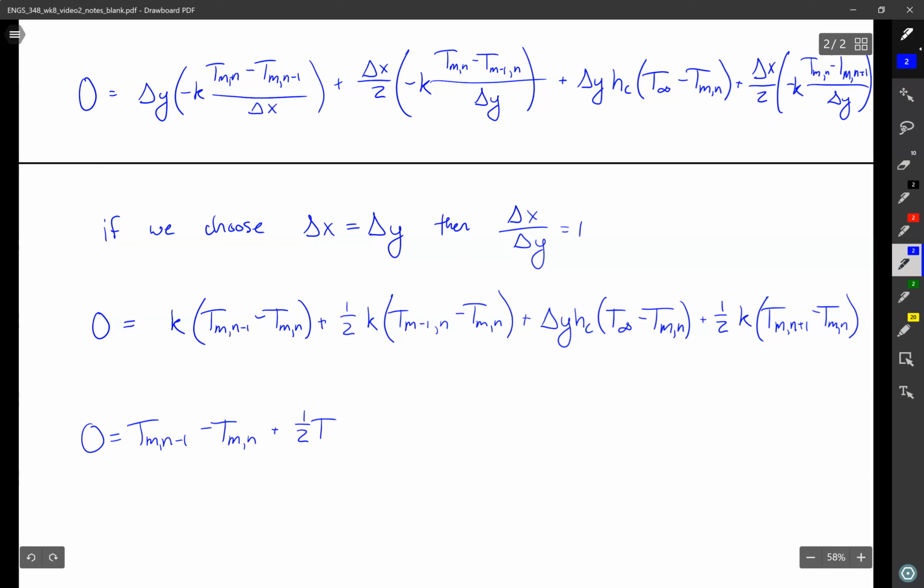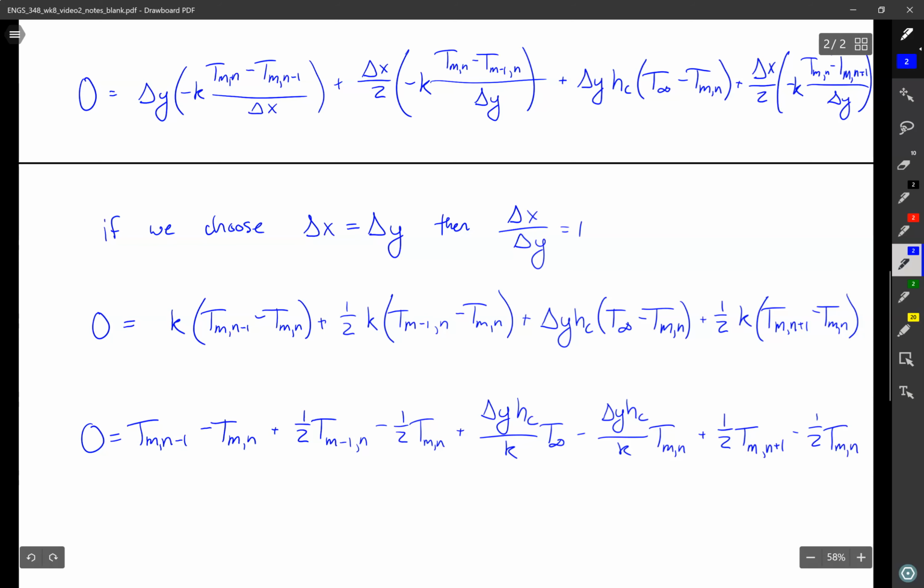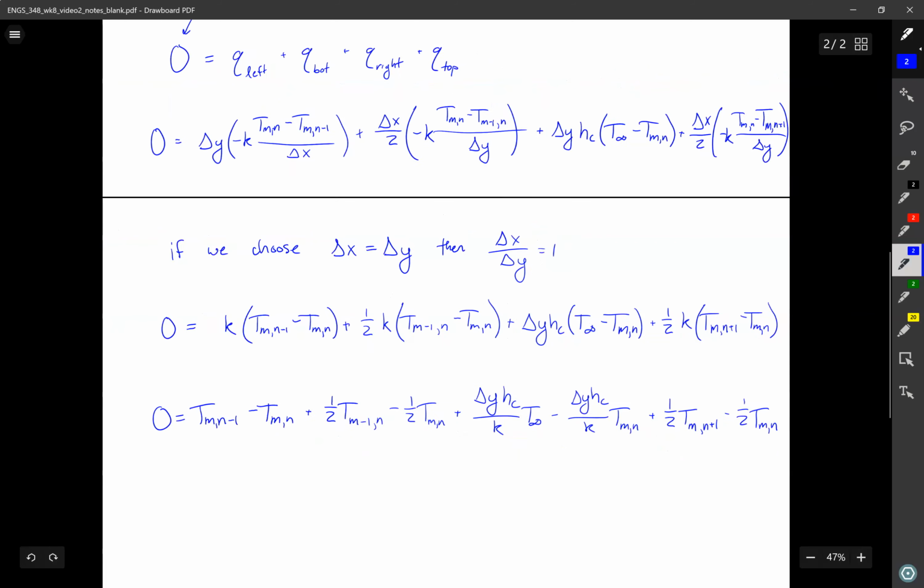plus 1/2 T_m-1,n minus 1/2 T_mn plus delta Y h_c over k T infinity minus delta Y h_c over k T_mn plus 1/2 T_m,n+1 minus 1/2 T_mn. All right, kind of a lot of terms, but let's look at exactly what this is.